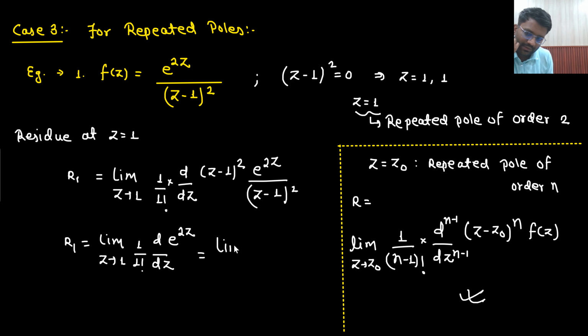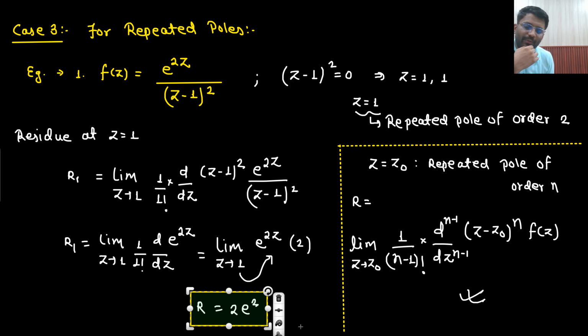Limit z tending to 1. What is 1 factorial? 1 factorial is 1 only. D by dz of e to the power 2z would be e to the power 2z multiplied with 2. So you put z equals to 1 here. What answer will you get? 2 e to the power 2. That's the answer. This is your residue. 2 e to the power 2 would be your residue.